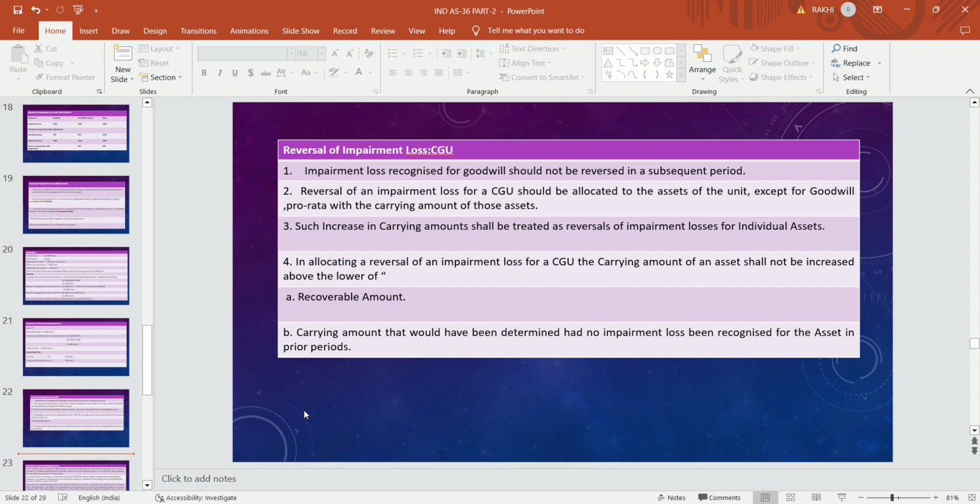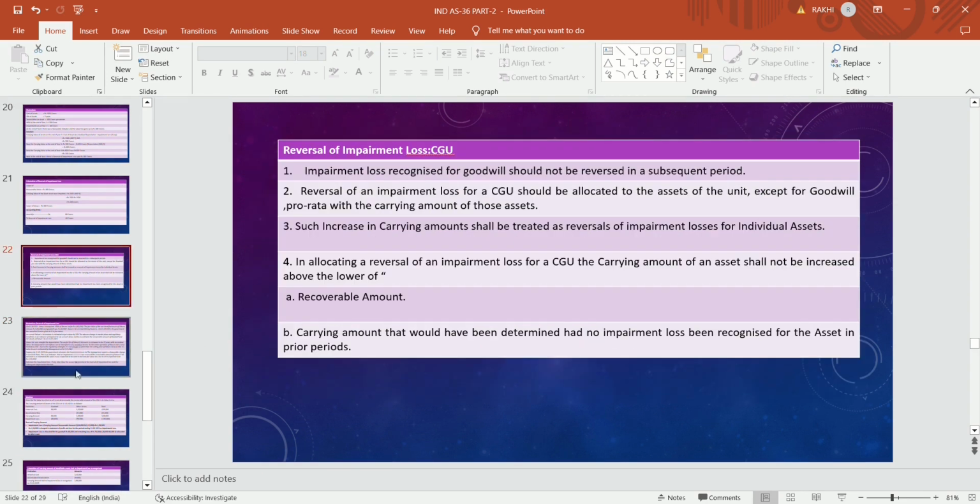And such increase in carrying amount shall be treated as reversal of impairment loss for the individual assets. In allocating a reversal of impairment loss for the CGU, the carrying amount of the asset shall not be increased above the lower of the recoverable amount and the carrying amount that would have been determined had no impairment loss been recognized for the asset in the prior period. So in the same way, whatever we did for individual assets, we will do for a cash generating unit.